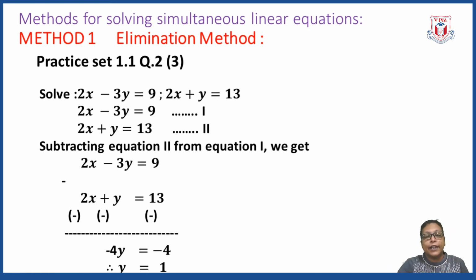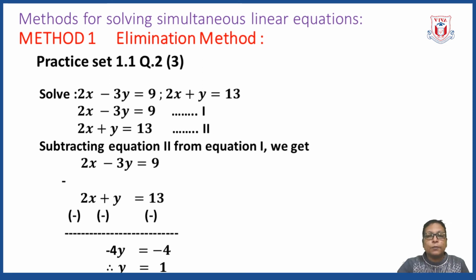And on the right hand side, 9 minus 13. So we are going to get minus 4. So what we got is minus 4y is equal to minus 4. And from that, we can write y is equal to 1. So in this way, we have eliminated variable x, and from that we got the value of y. Now this value of y we are going to put in any of the equations, either equation 1 or equation 2, but always try to choose the simpler equation.